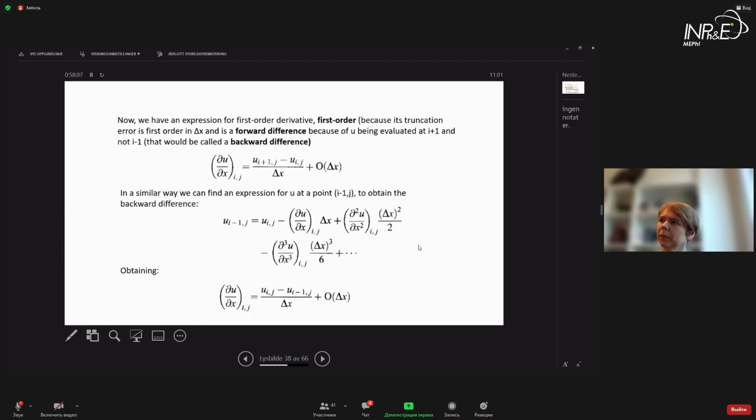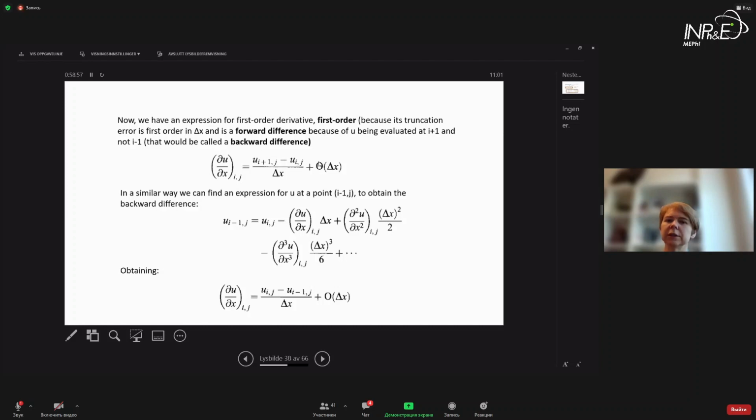Now, the expression we have made for the first order derivative is called first order because its truncation error, as we have said already, is first order in delta x. And there is another name for this, and there will be lots of names like this now. It's called a forward difference. And why is this forward? Because u is being evaluated at I plus 1. So we are going forward. We are taking the rightmost neighbor of our starting point. We're going to the right, forward. So this is called forward.